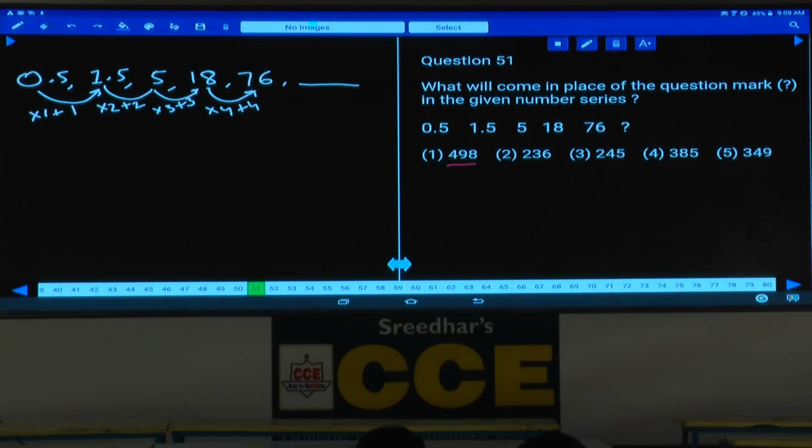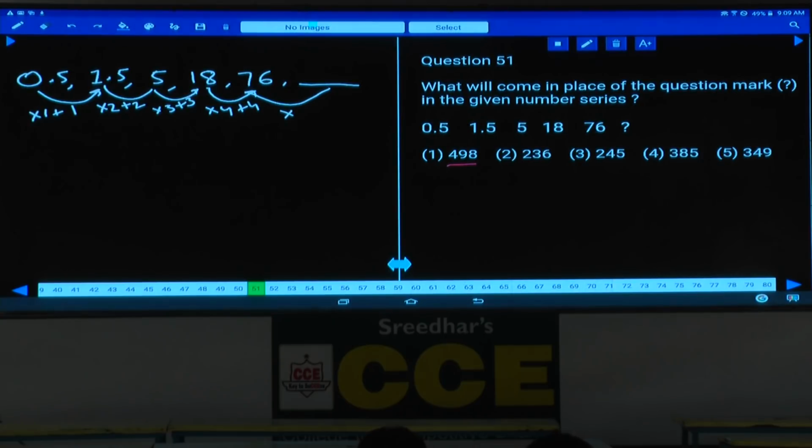Into 1 plus 1, into 2 plus 2, into 3 plus 3, into 4 plus 4, next one into 5 plus 5. What is into 5 plus 5? 76 into 5 plus 5. 76 into 5 is how much? 385. 380 plus 5, 385. And it is given in choice 4.